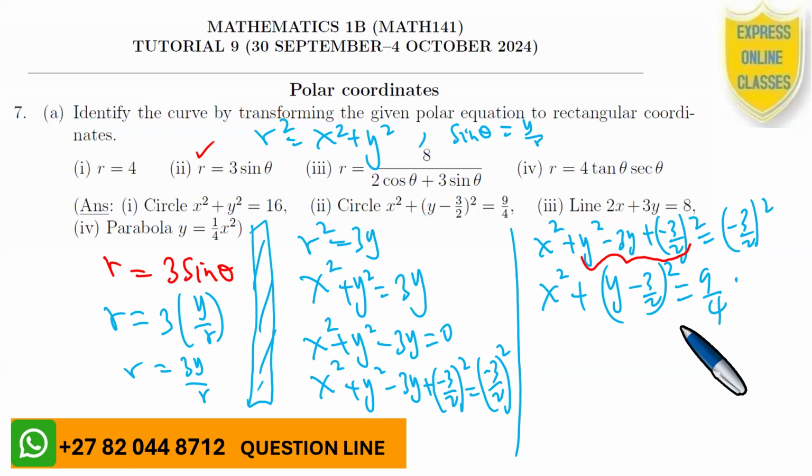Make sure you understand these things. Any question?